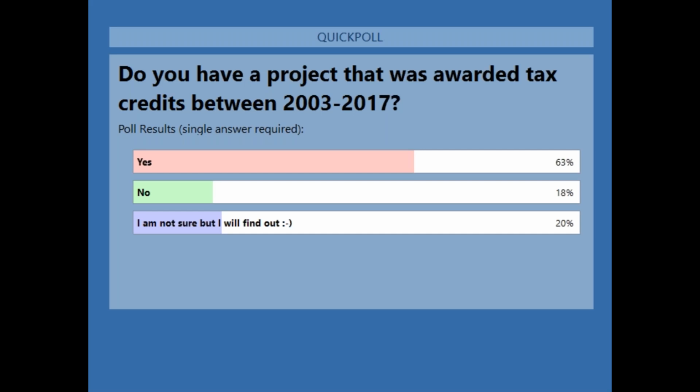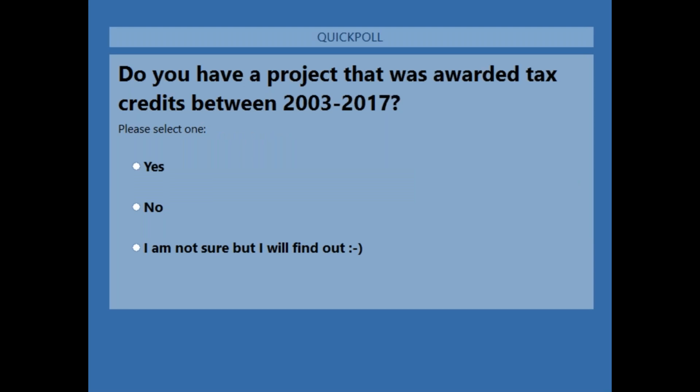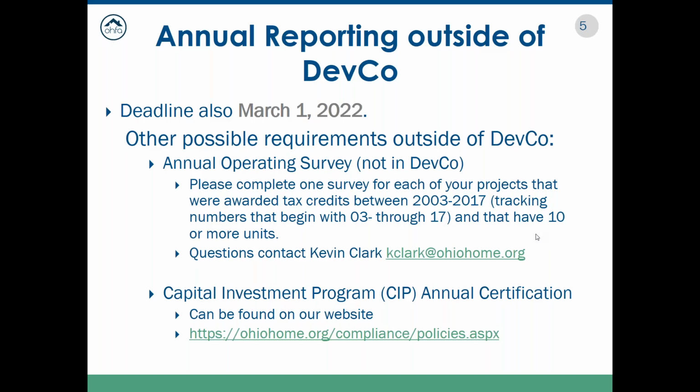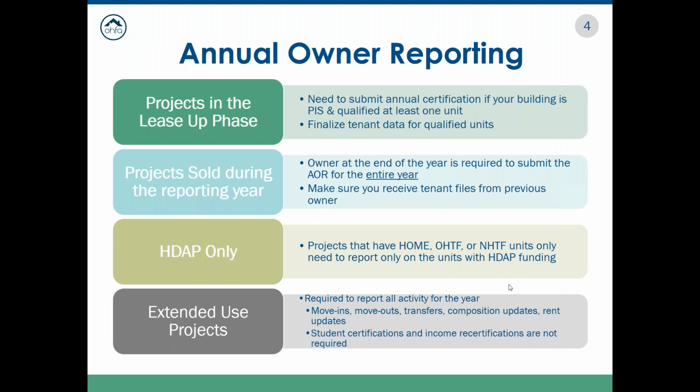There's just one stipulation for submitting the survey, and that is if you have 10 units or more. So if you are a tiny project and have less than 10 units, then you don't have to worry about this annual operating survey. But most of our projects do have over 10 units. So if you are in that realm, you need to submit this survey. Any questions about that can be directed to Kevin Clark, and that is his email address right there for you to contact him.